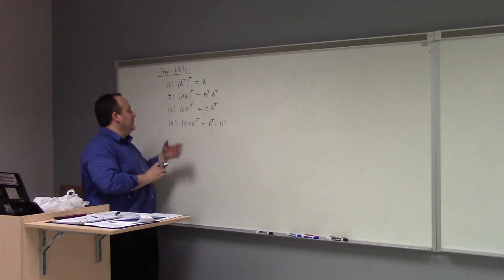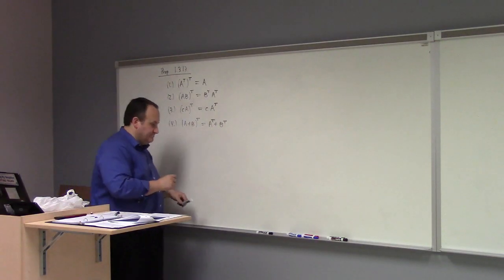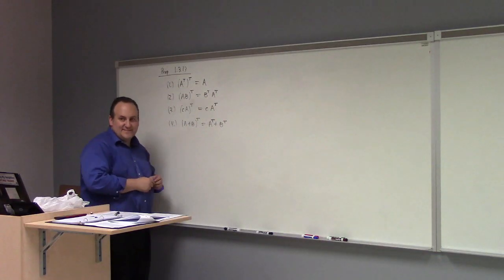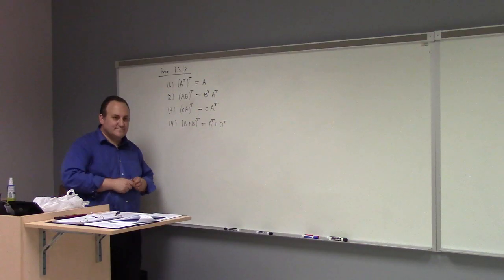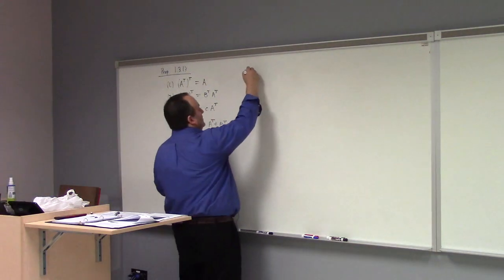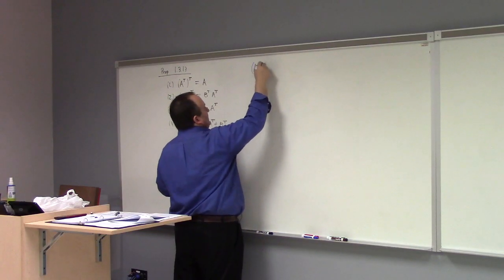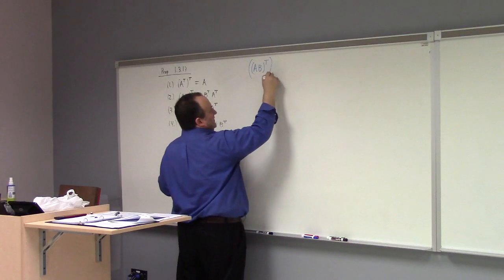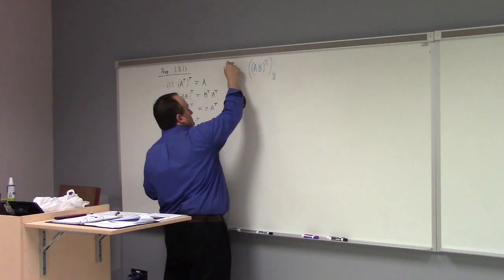So I'll prove one of these. Which one do you guys want me to prove? Student's choice. Two? Good choice. So (AB) transpose, we want to calculate that. So we're going to do other parentheses out here, okay? IJ. Let's look at the ijth component of that.